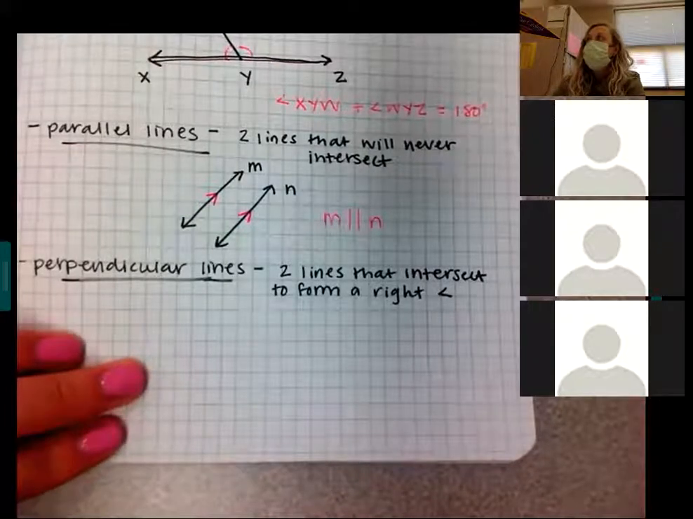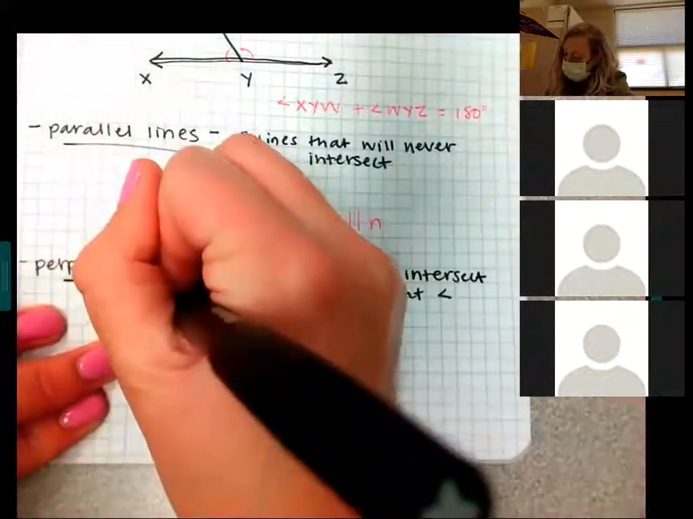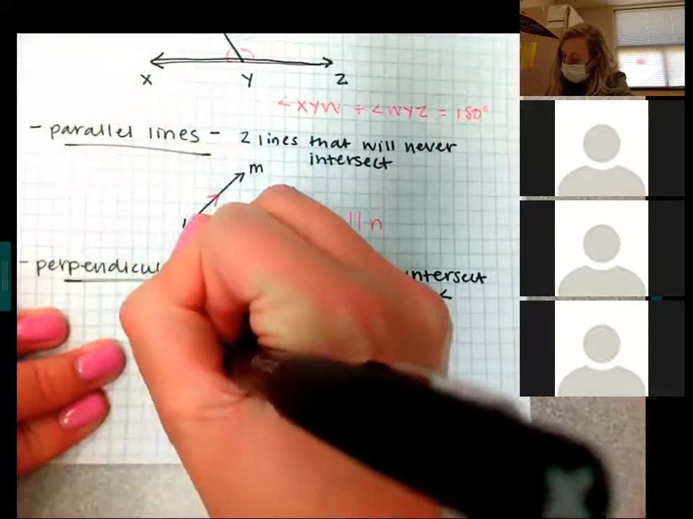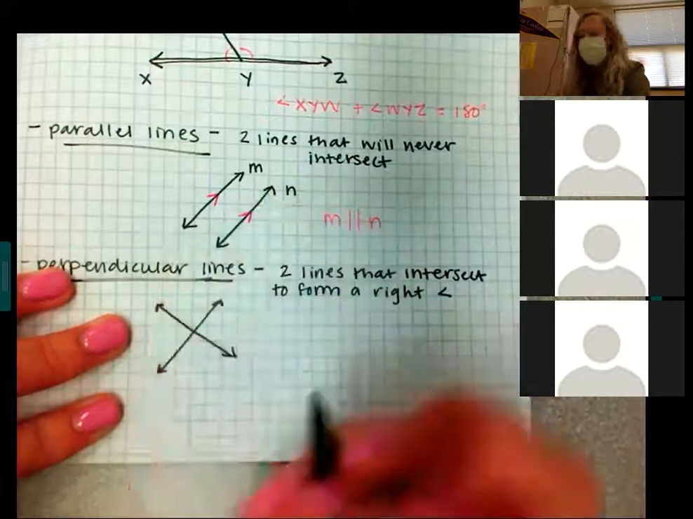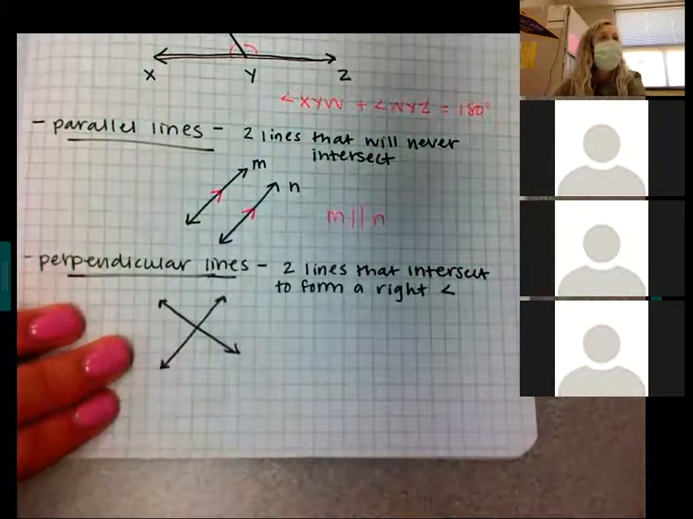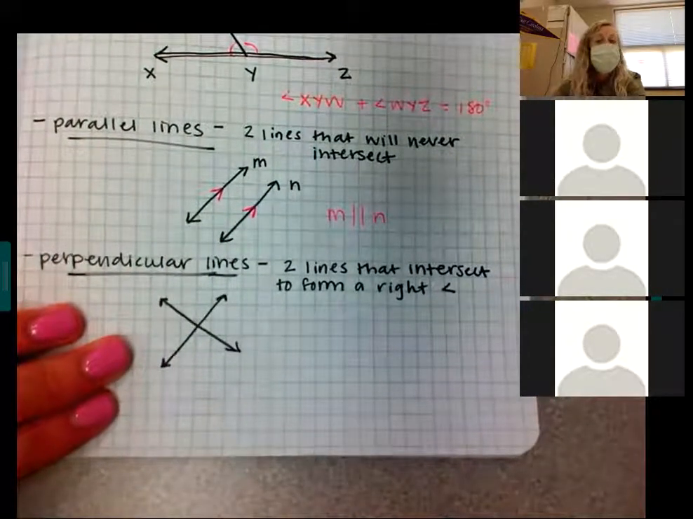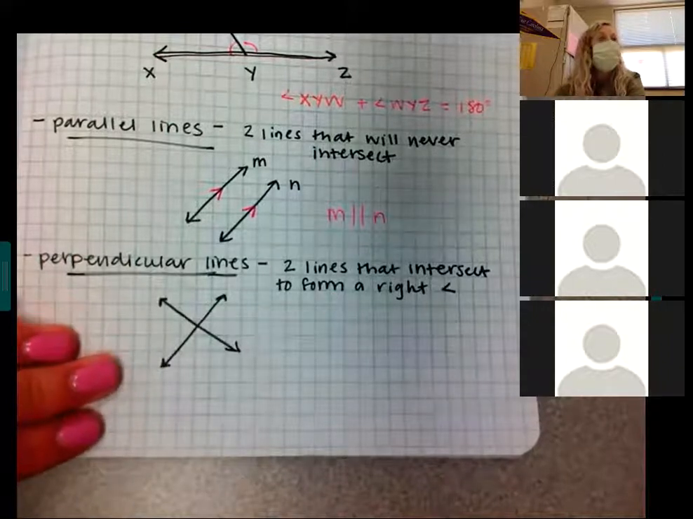Two lines that intersect to form a right angle. So I like what Chris said. They kind of look like a T. Now I'm going to draw mine like an X just so y'all can see it sideways and don't get confused when you do see it like that, okay? Because y'all be tripping up sometimes if it doesn't look exactly like a T.